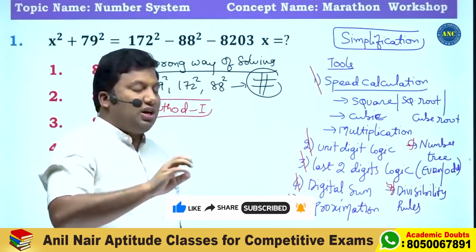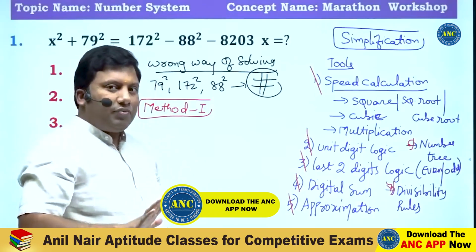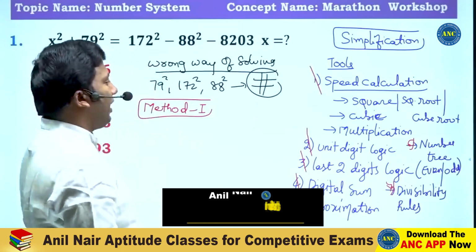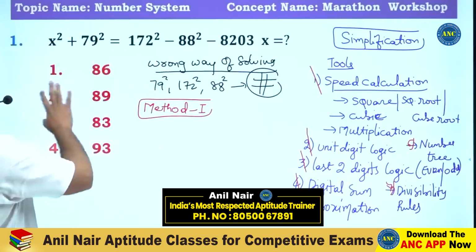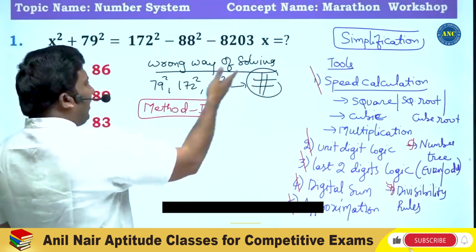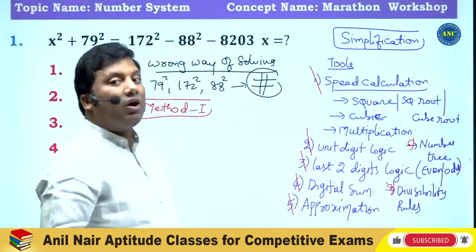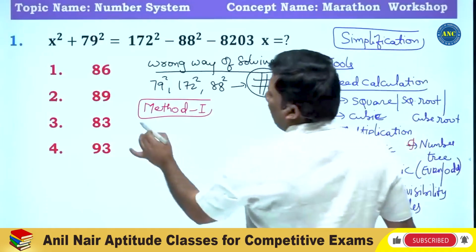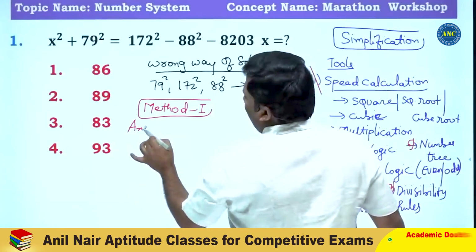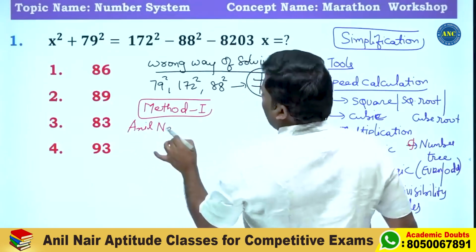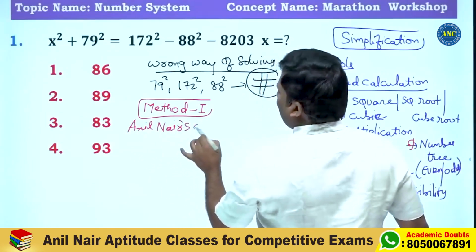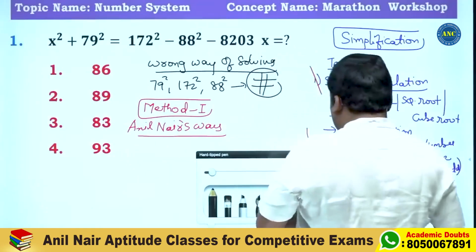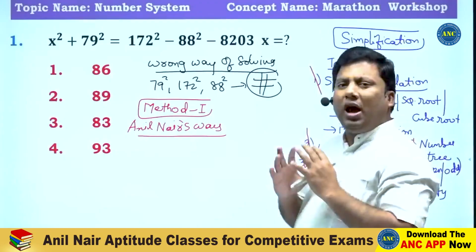Simplification and approximation is a must-do topic which gives you a good number of maximum right answers in minimum time. Now, sir, you said that simplification is taking a lot of time. If Anil Nair is solving this problem, how do I solve this question? See here, I am not interested in using huge mathematics. I am interested in solving it using very simple approaches.